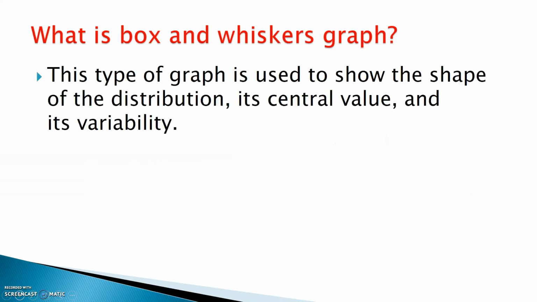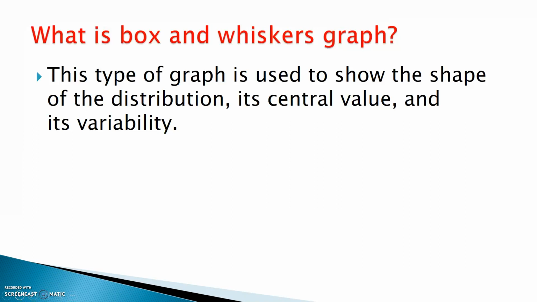So what is a box and whiskers graph? This is a type of graph that is used to show the shape of the distribution, kind of how spread out your data is, where it is centrally located. It also tells us the central value. It tries to find that middle, the big cluster of data, and then the variability. So how dispersed is it? Is there any difference within the data?